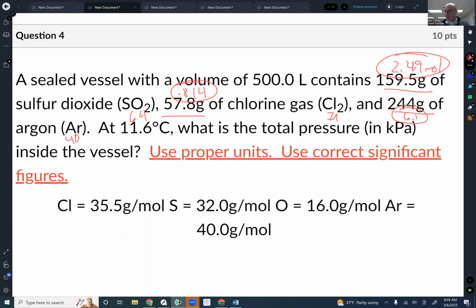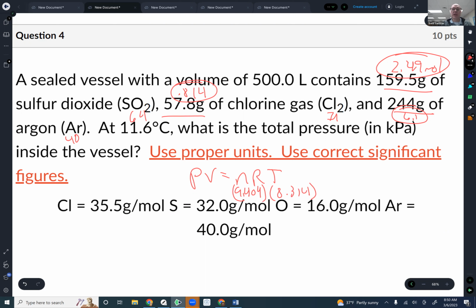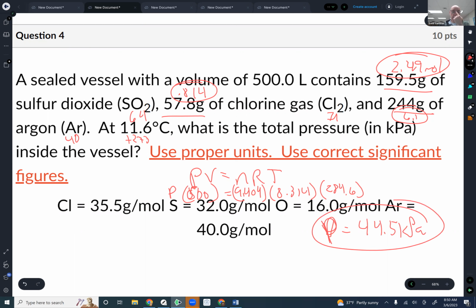And you get 6.1 moles. So I've got my 3 mole values. I've got to add them together. 6.1 plus 0.814 plus 2.49. And I get a total sum of moles. So PV equals nRT. My moles is 9.404, whatever. Pressure in kilopascals, 8.314 should have been your R value. Your T is 11.6 plus 273, and that is 284.6. Your pressure is what we're looking for. Your volume, it says, is 500 liters. So we don't know the pressure. 9.404 times 8.314 times 284.6 divided by 500 gives you pressure. Sorry, we're looking for pressure. Gives you 44.5, and that'd be kPa. All right, let's move on to 5.